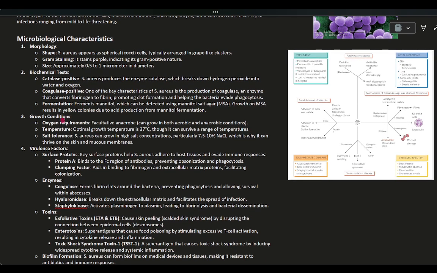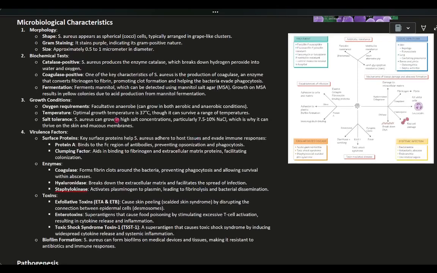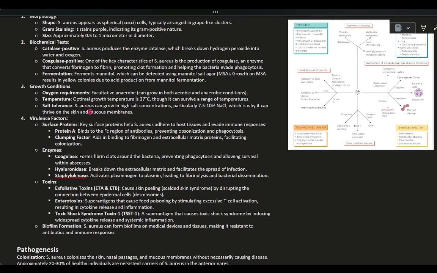In terms of the growth conditions, the Staphylococcus aureus is a facultative anaerobe, which means that it can grow in both aerobic and anaerobic environments. Its optimal growth temperature is 37 degrees Celsius, but be aware that it can survive in other temperatures. In terms of salt tolerance, the Staphylococcus aureus can grow in high salt concentrations, and that's why it can thrive on the skin and mucous membranes.